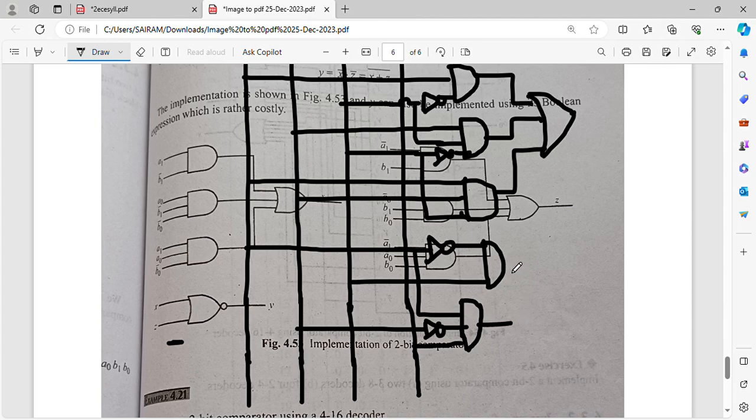So after this, it is nothing but A0 bar, B1, B0, right?